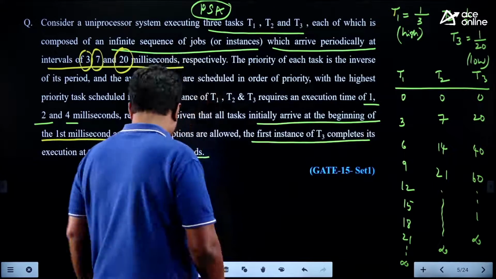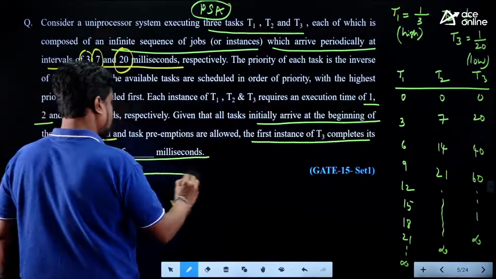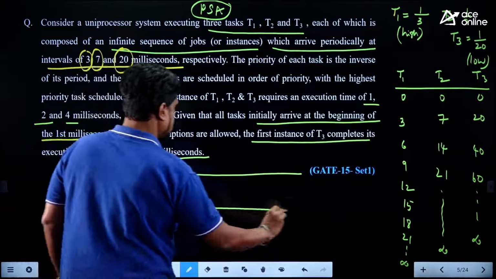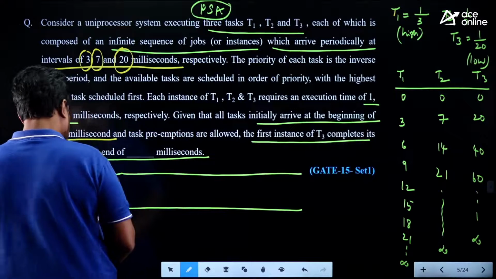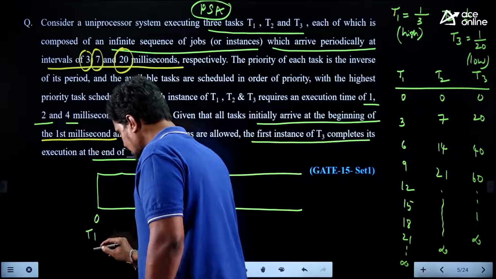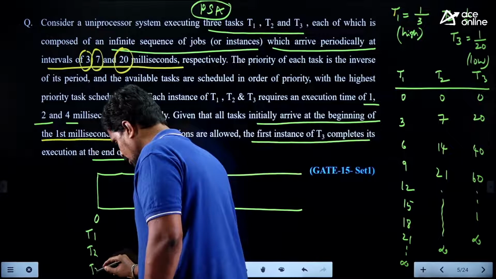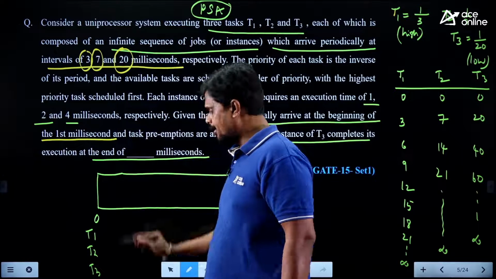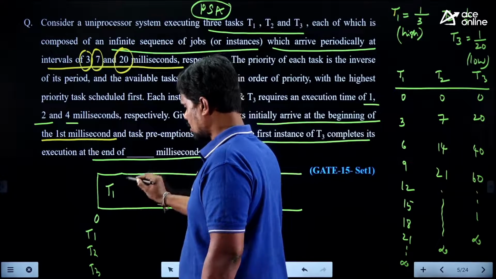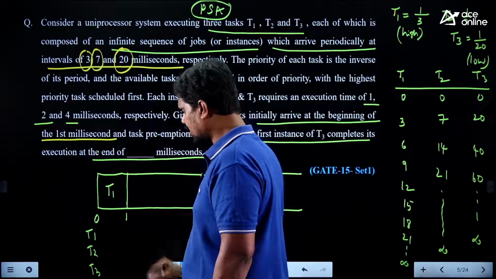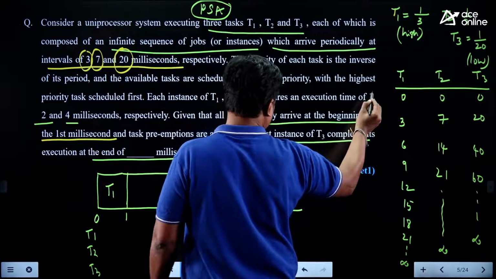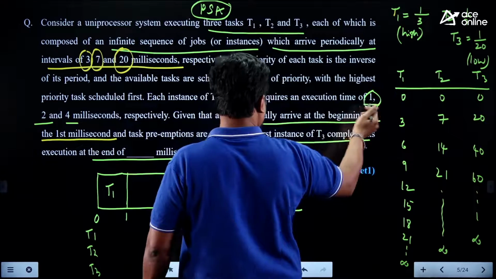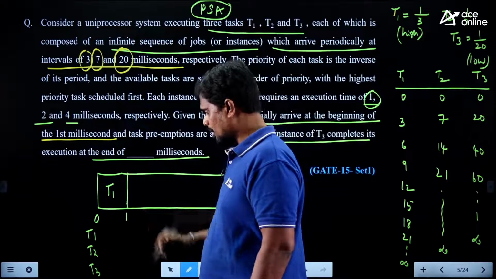Now we can draw the Gantt chart for this question. How can we draw it? Have a look. At 0, T1, T2 and T3 are all there. Among these 3, which one has high priority? T1. So T1 will start execution. How long will it execute? Only one unit, because for every instance of T1 on the CPU, it executes only 1 unit of time.